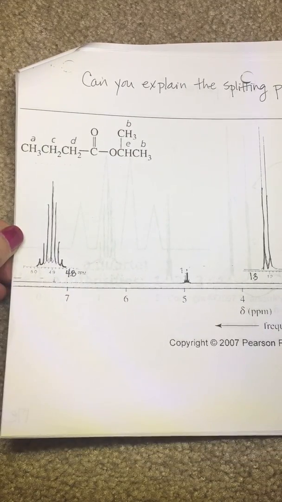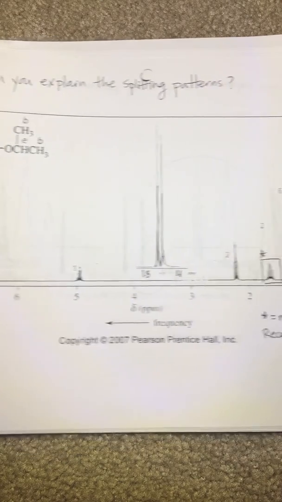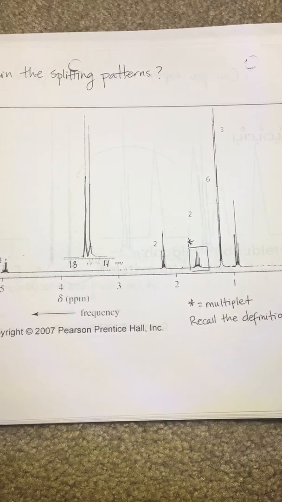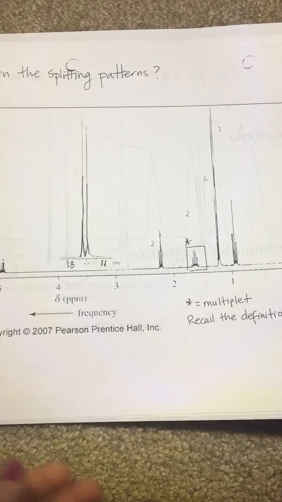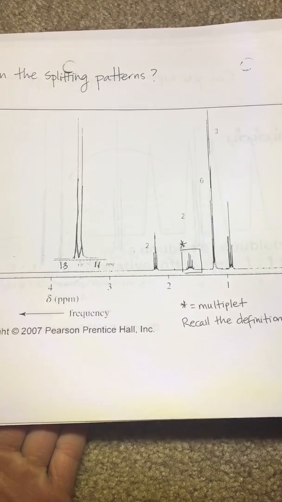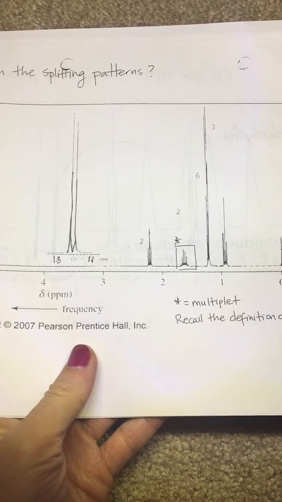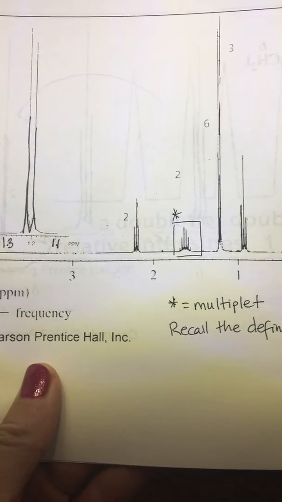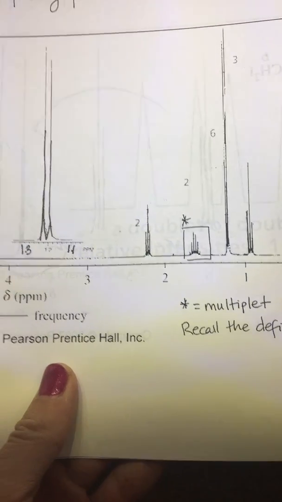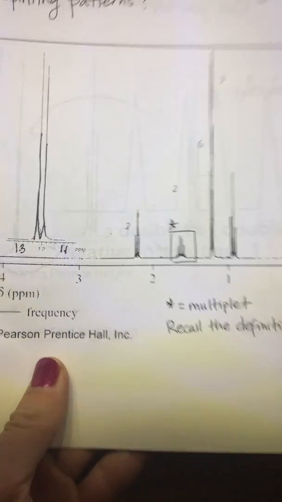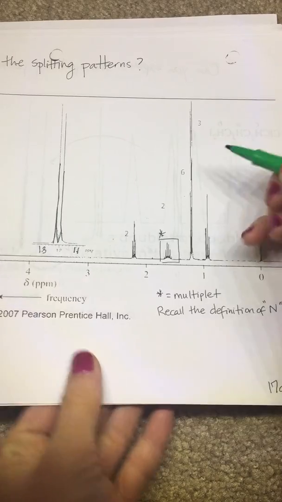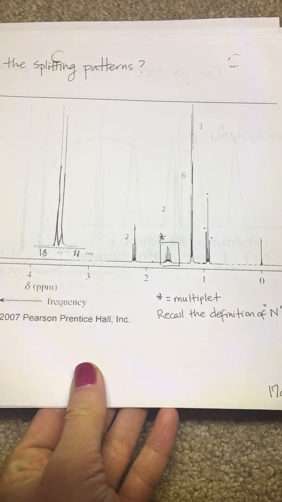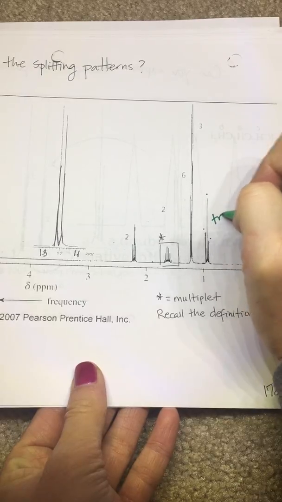We've got a bigger structure here. And it says, can you explain the splitting patterns? Now, you might be freaking out, going, oh my gosh, look at all of these things. But remember, some of these things are zoomed in here, okay? So we're going to look at our structure, and then we'll go back to this one right here. Okay, so kind of counting some of these things right here. We've got 1, 2, 3. We can see a triplet here.